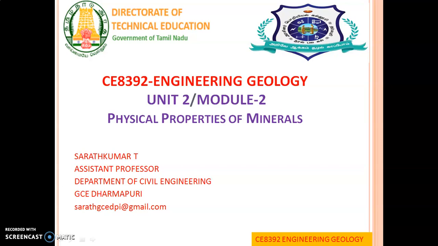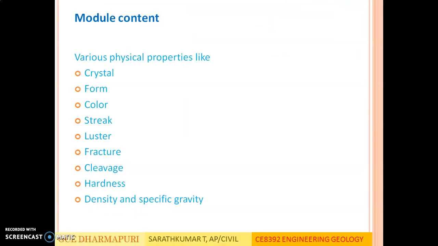Welcome learners, this is part 2 of module 2 unit 2, mineralogy: physical properties of minerals. In the previous video we have seen the physical properties crystal form, color, streak, luster, fracture and cleavage. In this video we will be seeing hardness, density and specific gravity.